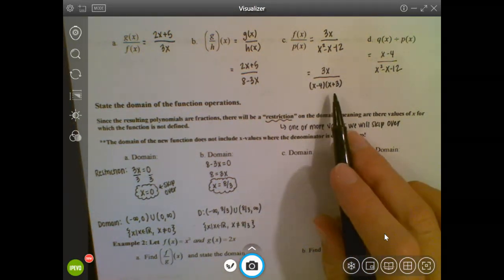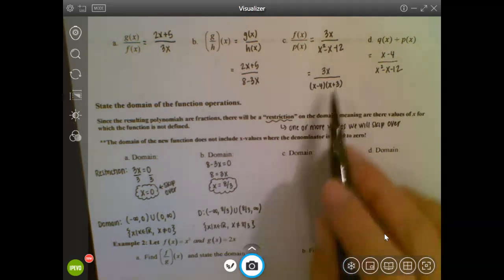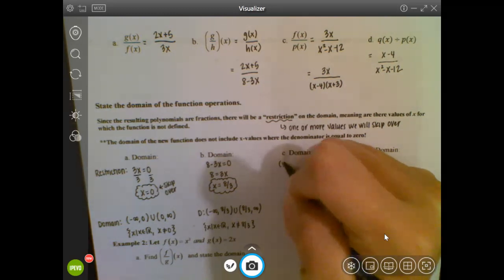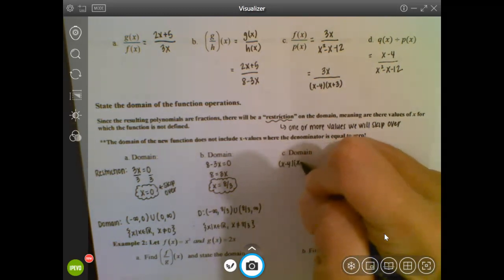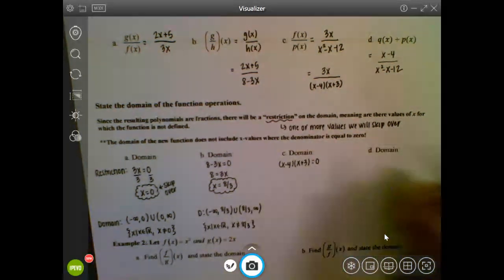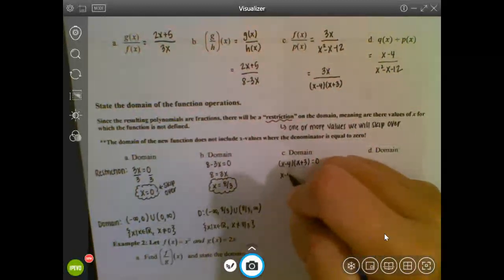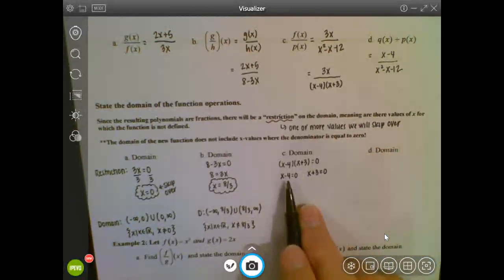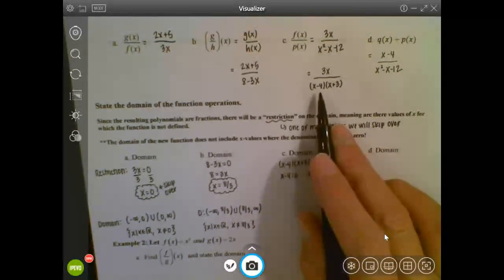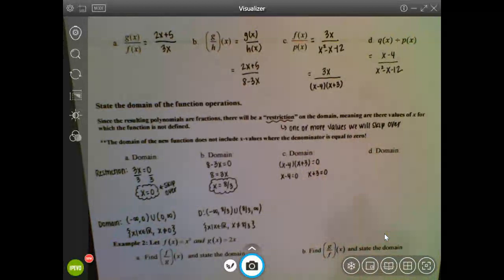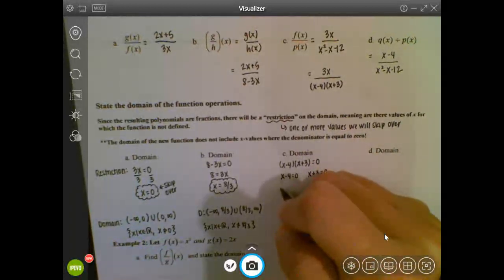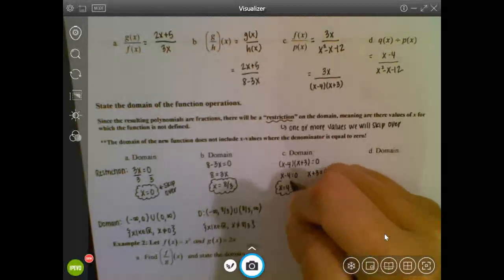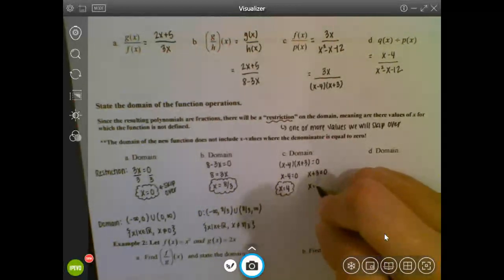So when I go to find my domain restrictions down here, I'm actually going to use the zero product property and say, okay, my restriction is going to be where x minus 4 times x plus 3 is equal to 0. And I'm going to separate these out. So x minus 4 is equal to 0 and x plus 3 is equal to 0. So here I'm actually going to have two domain restrictions because up here I was able to factor the denominator into two different quantities. So my restrictions are going to be a positive 4 and a negative 3.